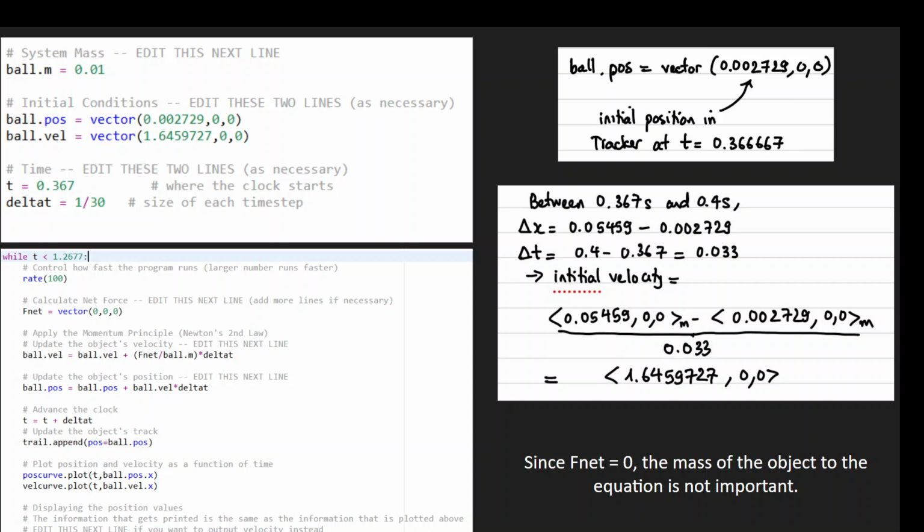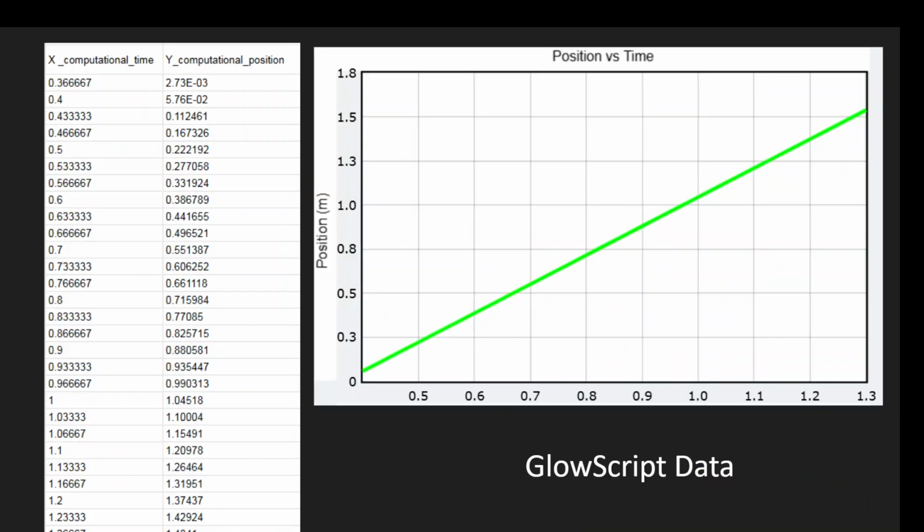The ball position where I start is 0.002729, and that is the initial position of the object. I track my start time as 0.367, and between then I have a time difference of 1 divided by 30, and then the difference in position is delta x. So I can calculate the initial velocity, which you can see on the left-hand side, which is about 1.64. When I sketch this, I got data of the time from about 0.3 seconds to 1.2 seconds, and then I get the updated position every time.